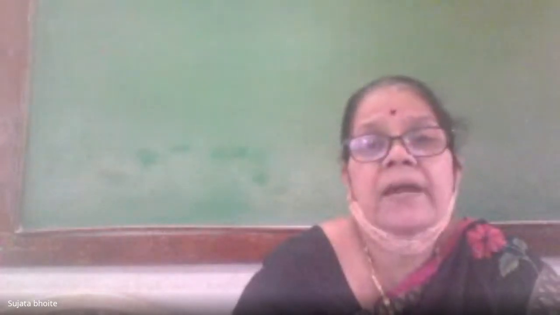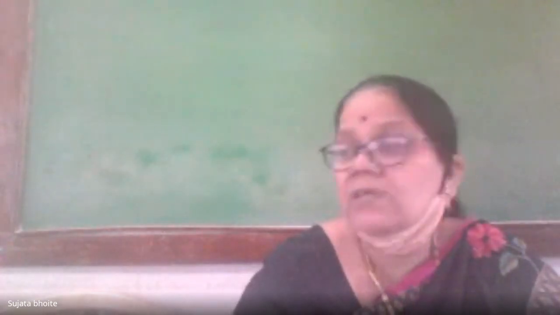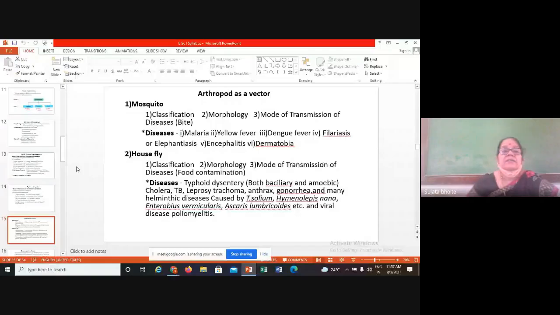Generally, the biting mechanisms and the diseases present. The transmission of diseases: malaria, yellow fever, dengue fever, filariasis or elephantiasis, influenza, and dermatopia. So these are what they have mentioned in the mosquito diseases.